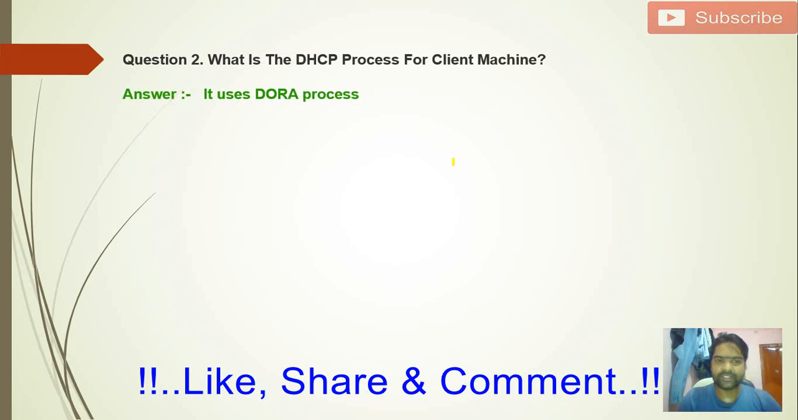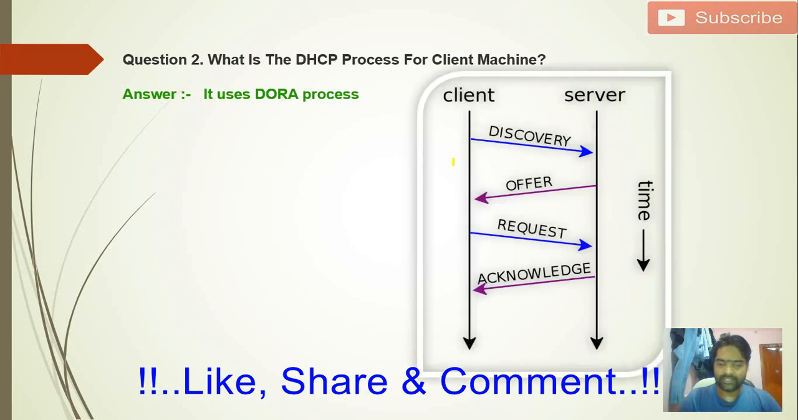And the next question is, guys, what is the DHCP process for a client machine? Very important question, and here guys often fail to answer properly. The process is very simple, and it is known as DORA. On one side we have one client, on the other side we have the DHCP server. DORA stands for discovery, offer, request and acknowledgement.